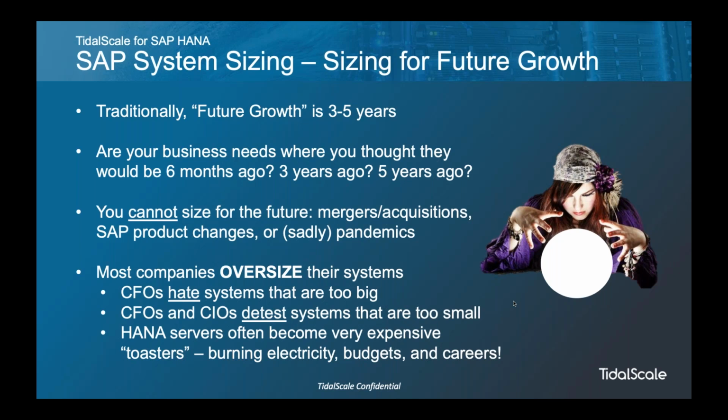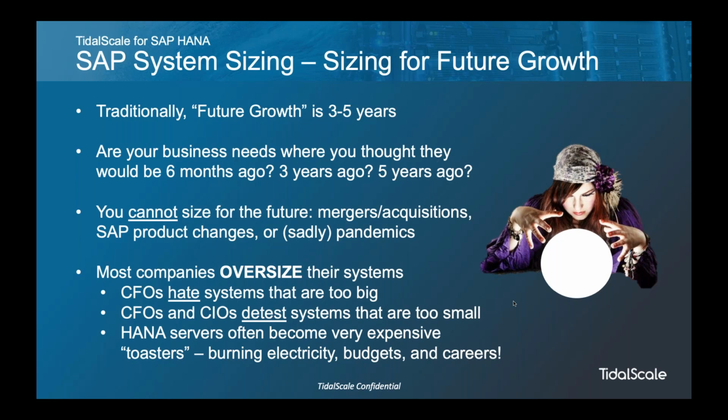What's your other option? CFOs and CIOs also hate when you buy a system that's too small. If you buy a system that's too small, and in 2 months you find, okay, great, my system's now too small, I need to go buy another. So not only do you have to buy a bigger system, but you've already spent money on that smaller system. So they absolutely detest that.